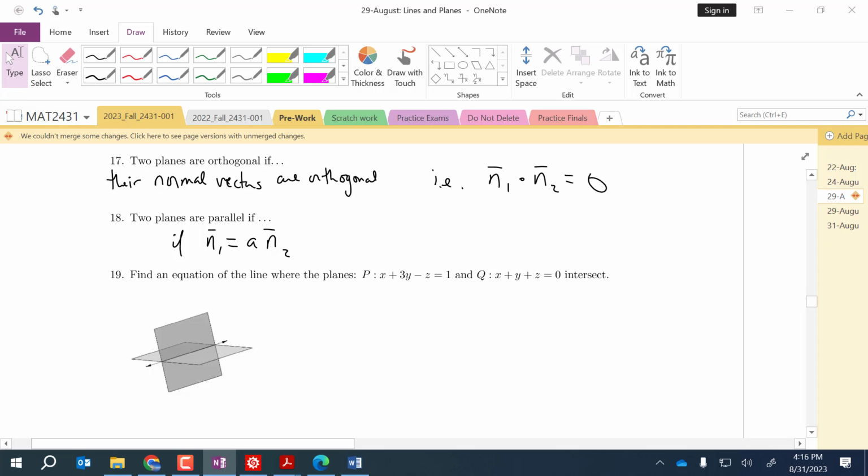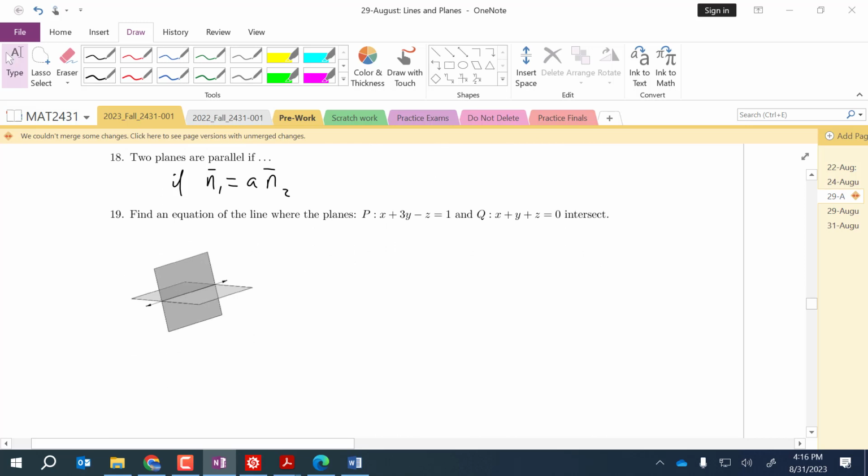So for example here, folks, let's see how we would do this problem together. We'll set it up, and at a certain point, we'll leave it, because we'll stop the computation. Okay, but let's set it up. So I want you to find the equation of the line where these two planes intersect.